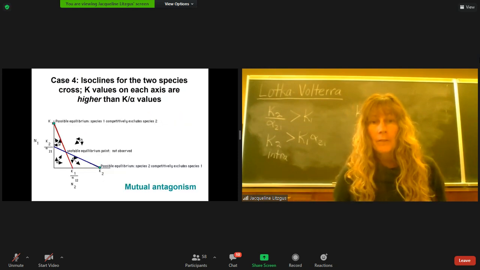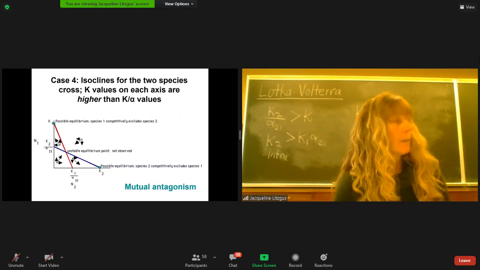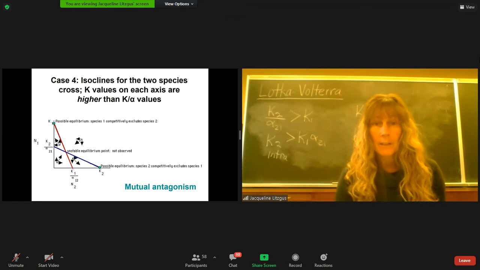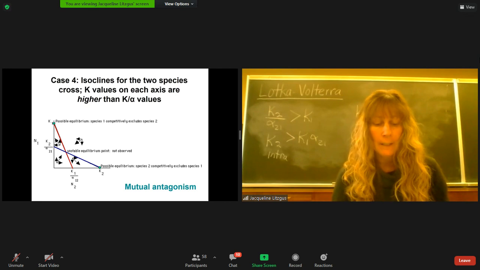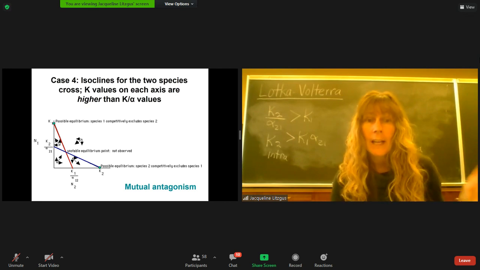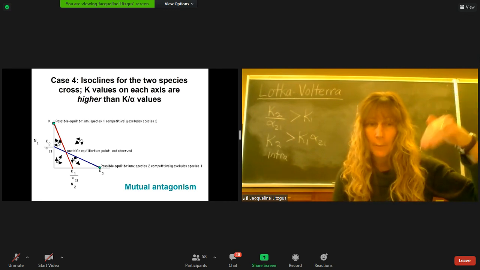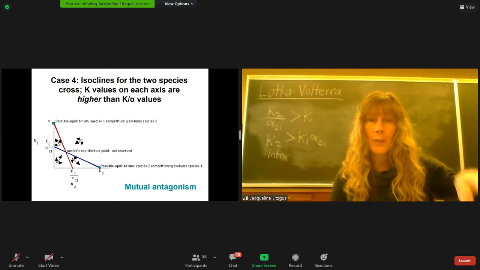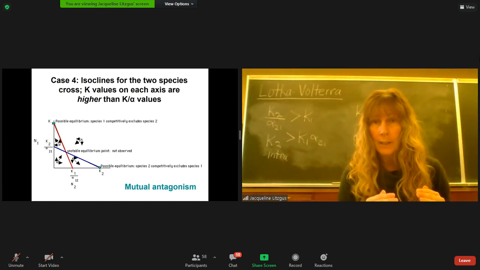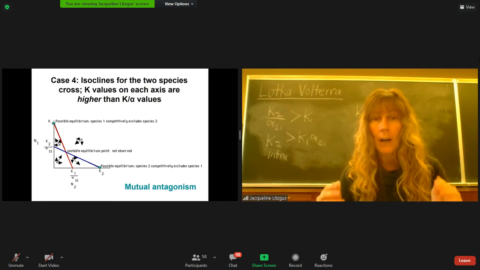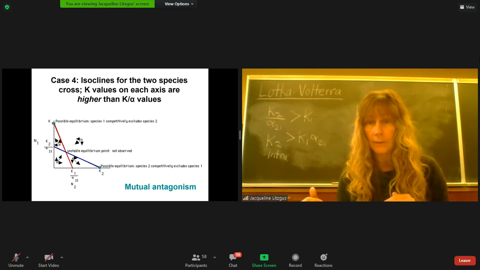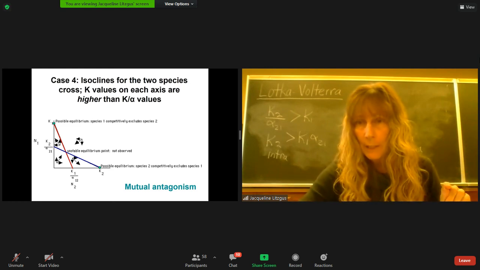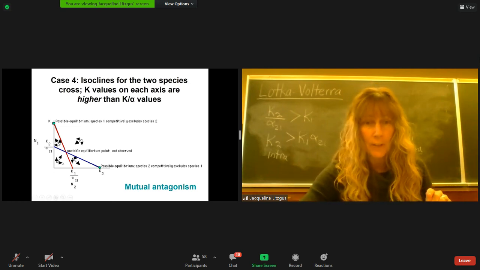Okay, so then the fourth and final case. Are we okay for time? We're okay. So the fourth and final case, again, they're crossing, right? And now though, the K values are higher up than the K over alpha values on each axis. So now the isoclines for the two species cross again, but the K values are higher values than the K over alpha values. So again, we can go through each of the four pieces of the state space graph as usual. You know this.